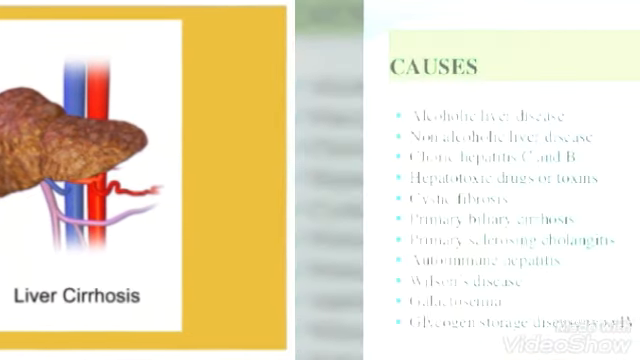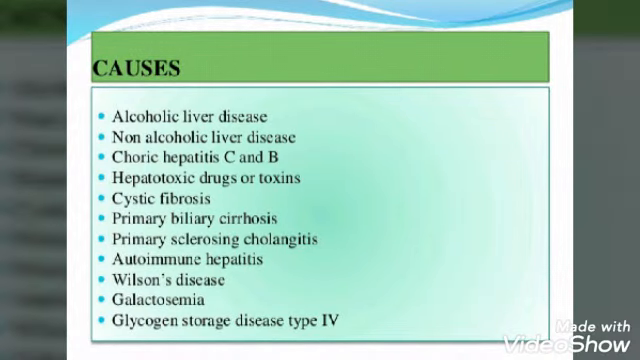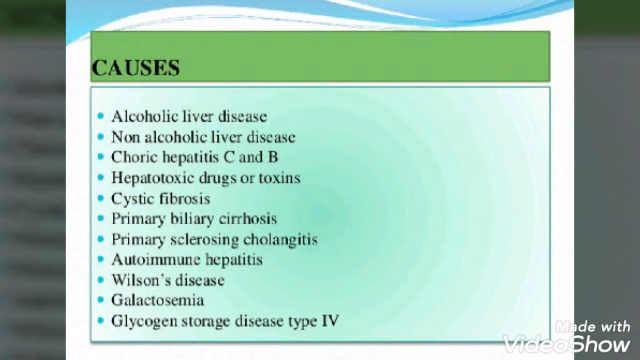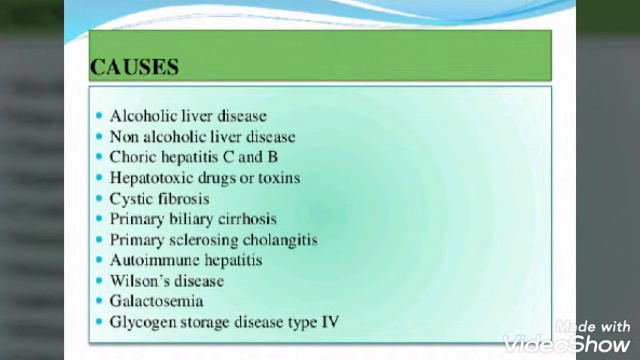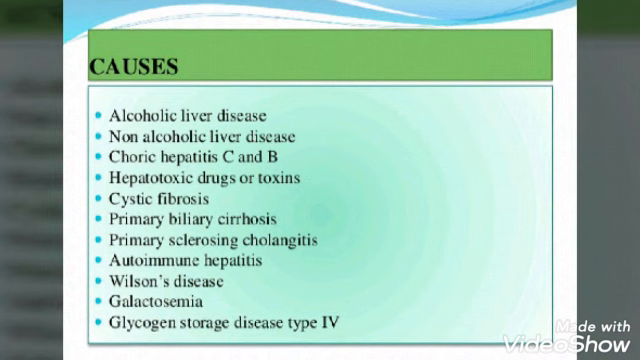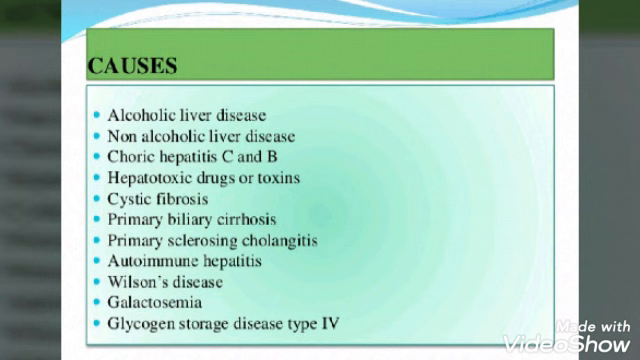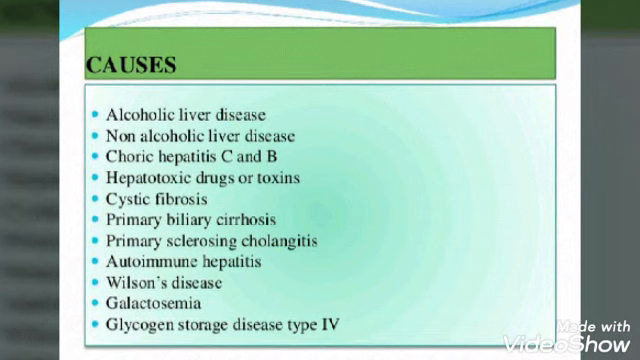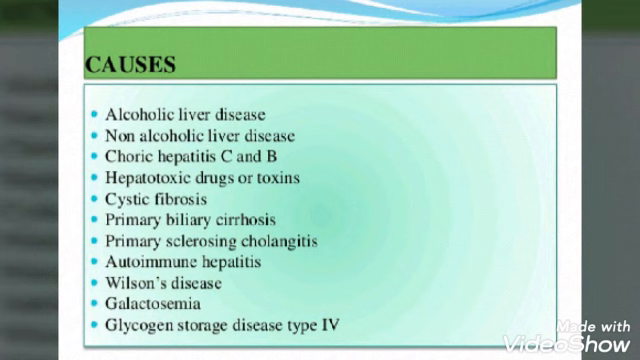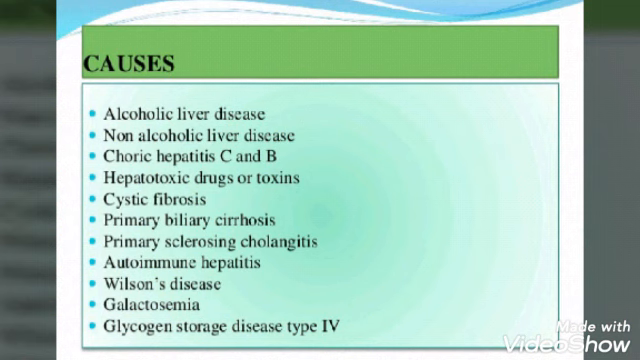Then we'll go for the causes, that means etiology. What are the reasons? The reasons are alcoholic liver disease, non-alcoholic liver disease, chronic hepatitis C and B, hepatotoxic drugs or toxins, cystic fibrosis, primary biliary cirrhosis, primary sclerosing cholangitis, autoimmune hepatitis, Wilson's disease, galactosemia, glycogen storage disease type 4.